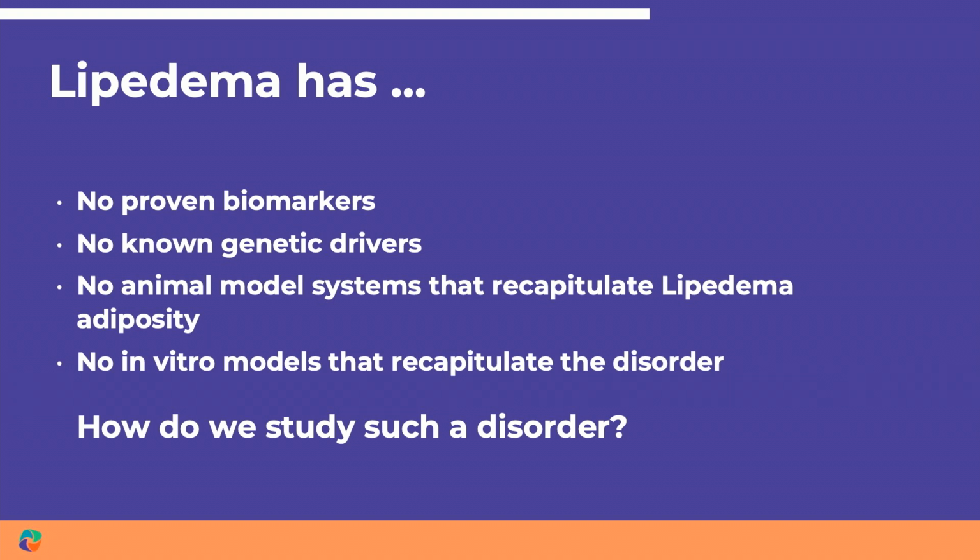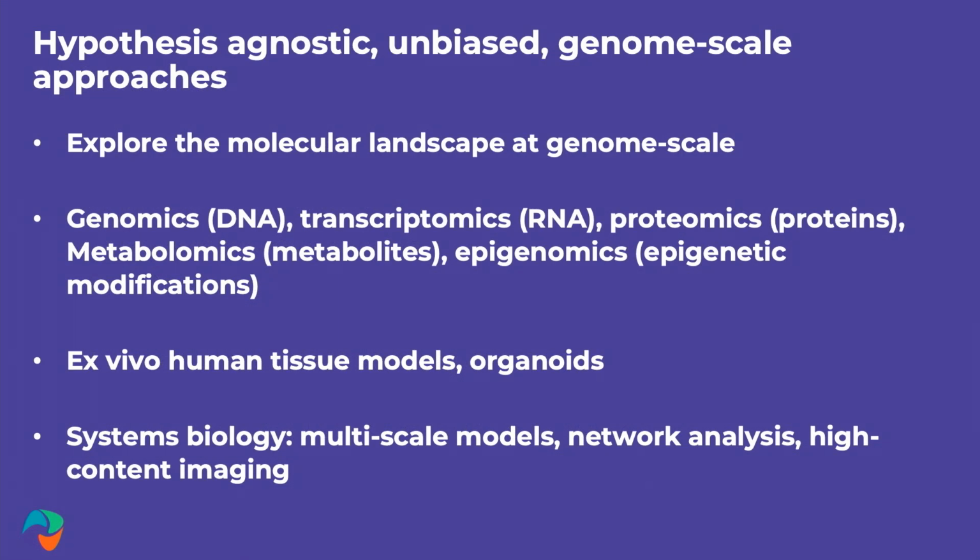So how do you study such a disorder, which depends entirely on human patients and human patients alone? And obviously, you cannot experiment on humans. You can get samples. So for any disorder for which you don't have model systems, research is very slow and very, very difficult to do. So how do you approach them? One approach that is current, given the status of technology, is hypothesis agnostic, unbiased, genome scale approaches.